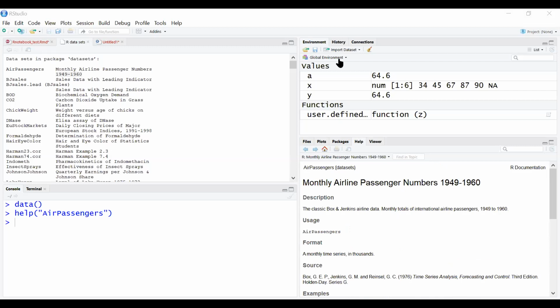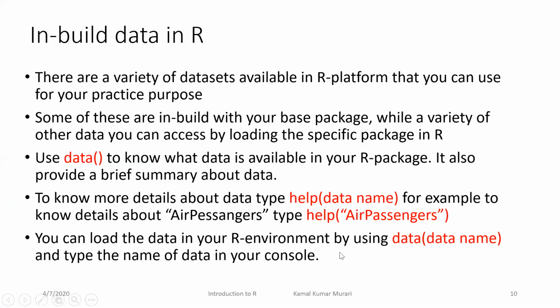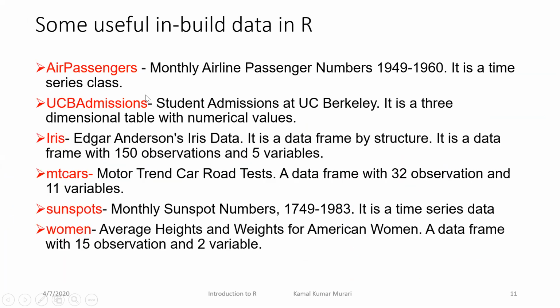screen to discuss the other kinds of data sets and how you call these data sets. I've already discussed some useful data sets that you can work with in R. AirPassengers is one. Then we can use UCBAdmissions. It's student admission data. It's a three-dimensional table with numerical values. Let us look at how this data looks. So I'll go back to RStudio and UCBAdmissions.